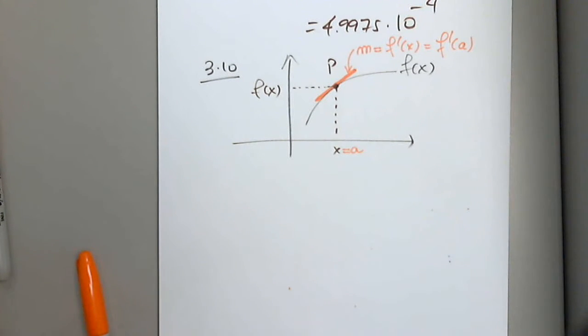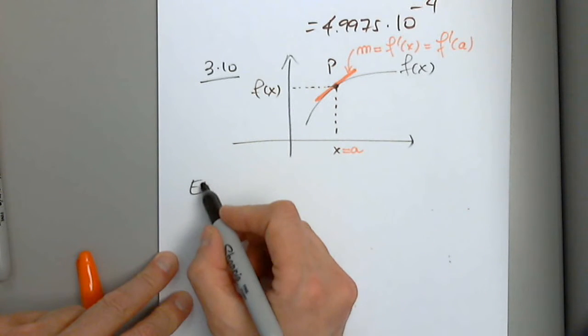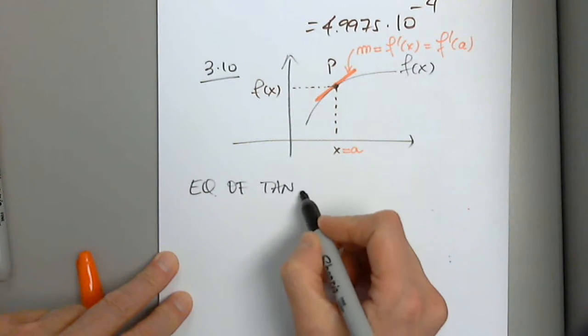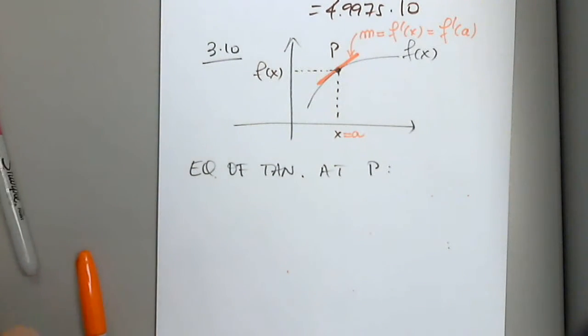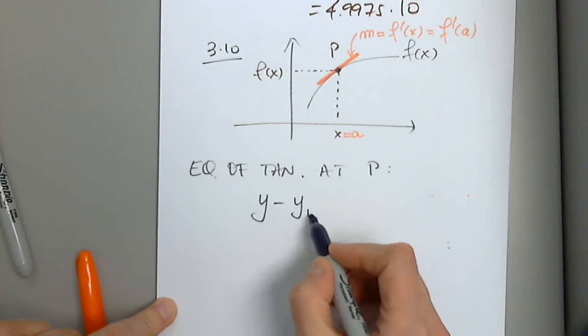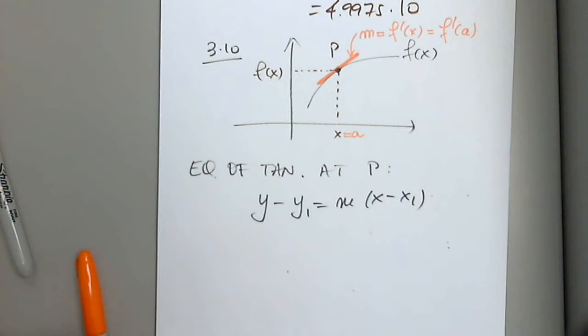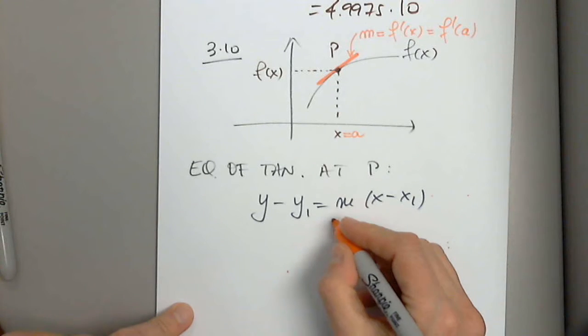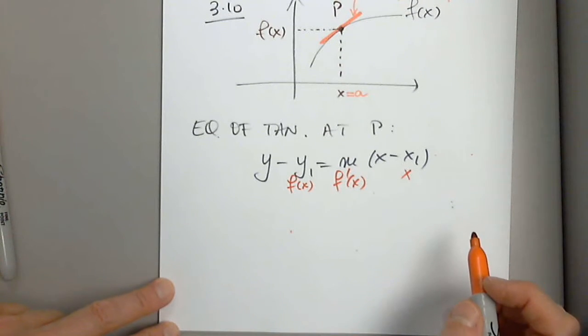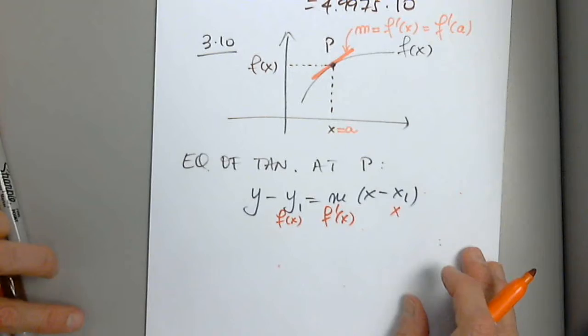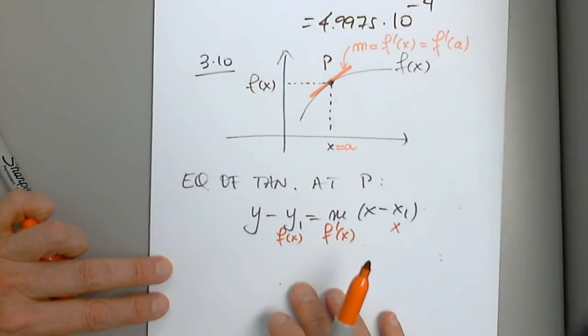Excellent. I would like to determine the equation of the tangent at P. What do we use to find the equation of the tangent line at P? Yes, excellent. y minus y1 equals the slope times x minus x1. We have the slope, f prime of x. We have the point, x, f of x. So then I replace. See if you have any questions so far. So the point is x comma f of x.